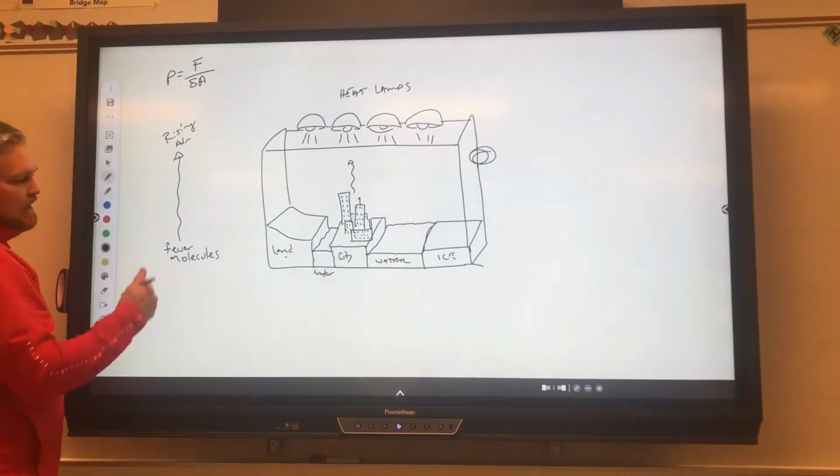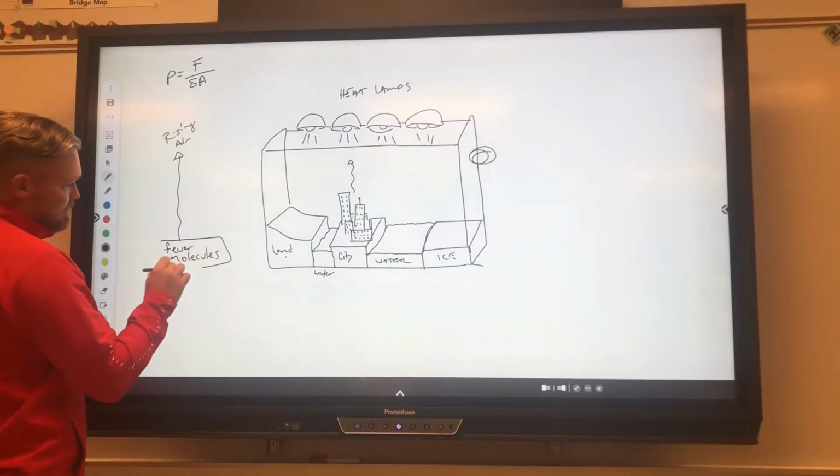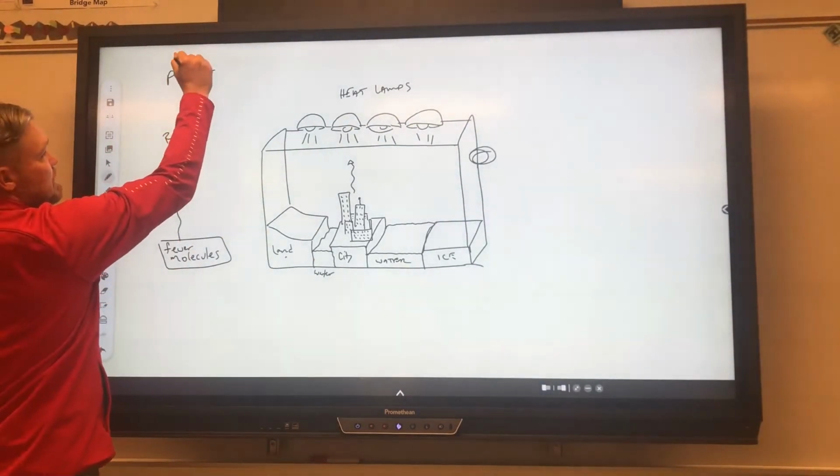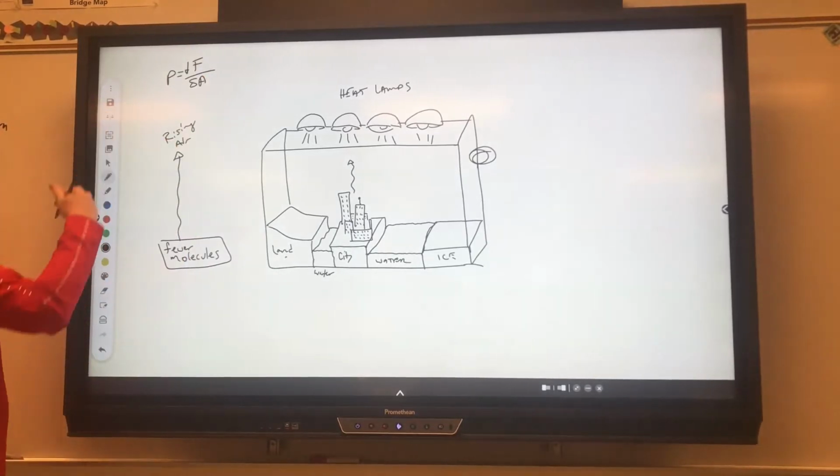So in the same case here, if I have fewer molecules, that means I have fewer collisions. That means I have less force. So if I decrease force, what happens to pressure?